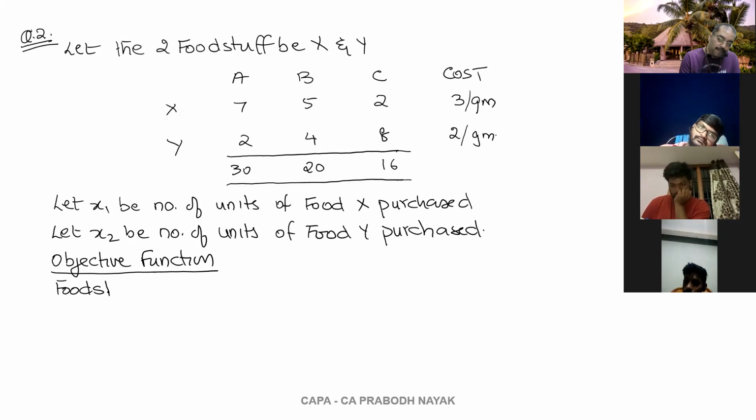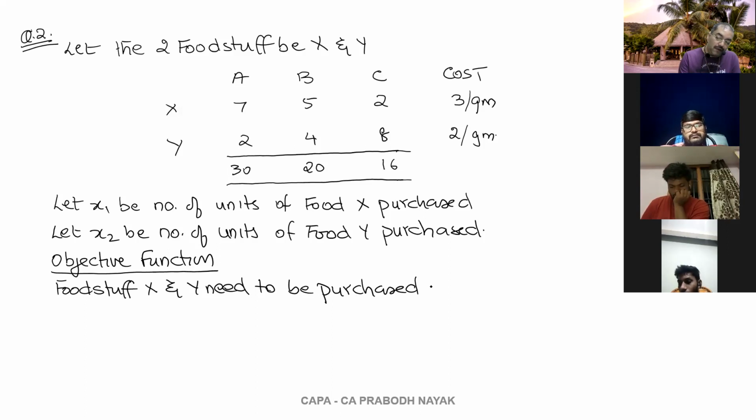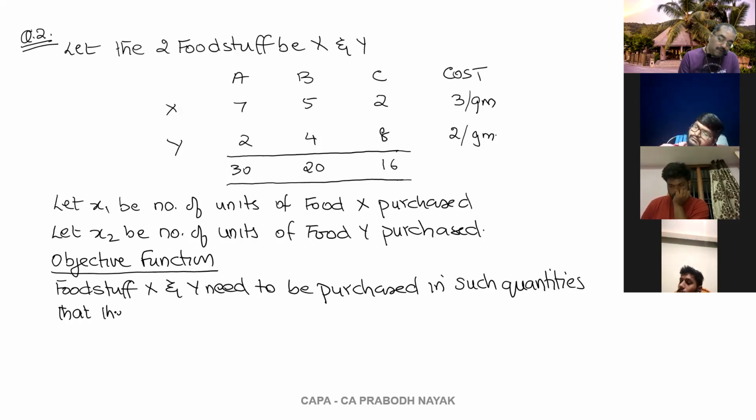Foodstuff X and Y need to be purchased in such quantities that their total cost is minimum.